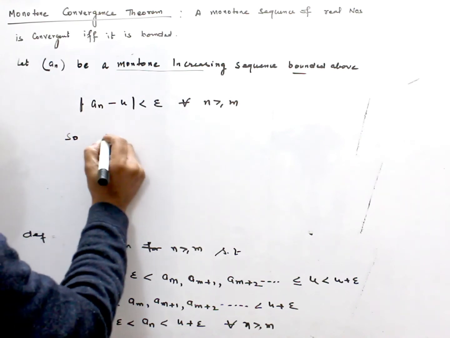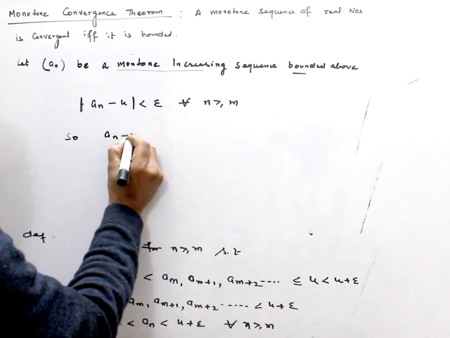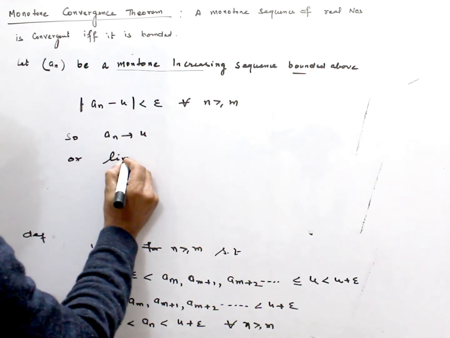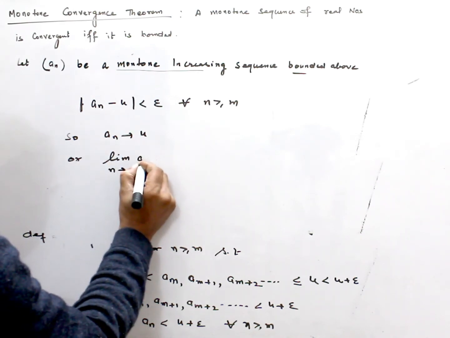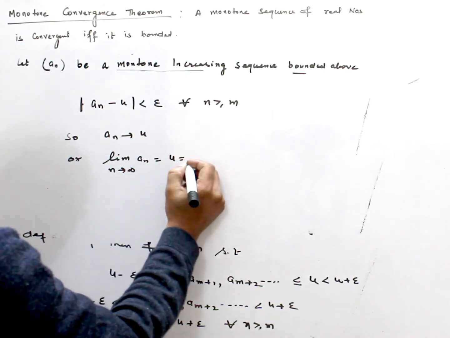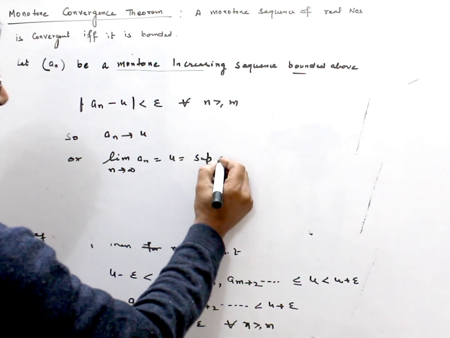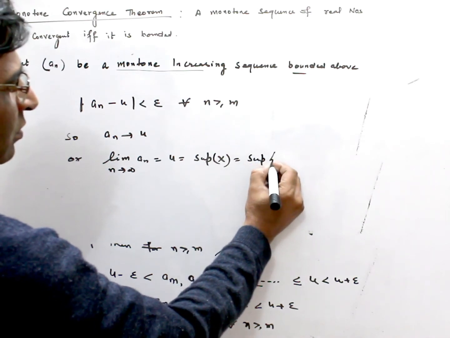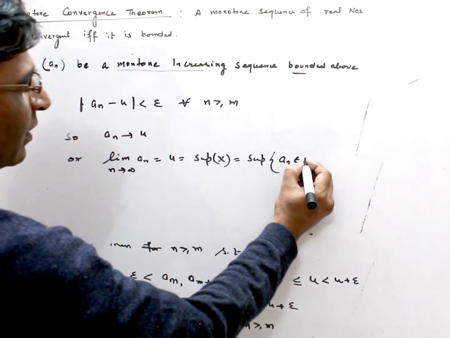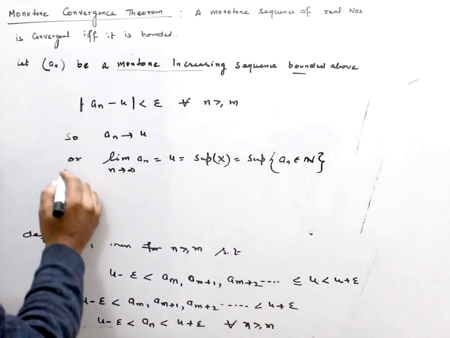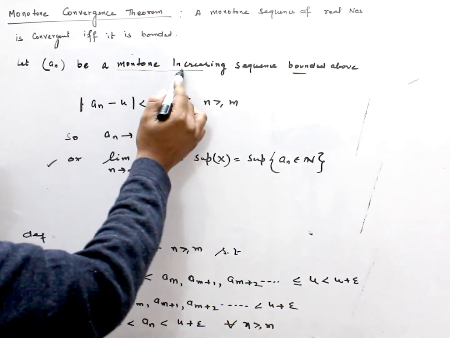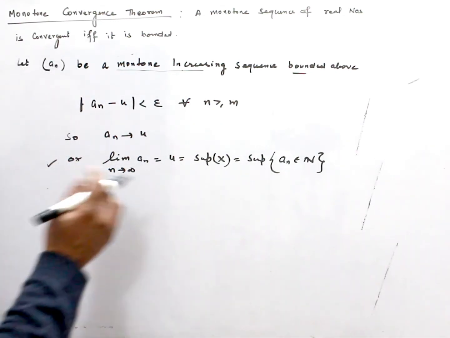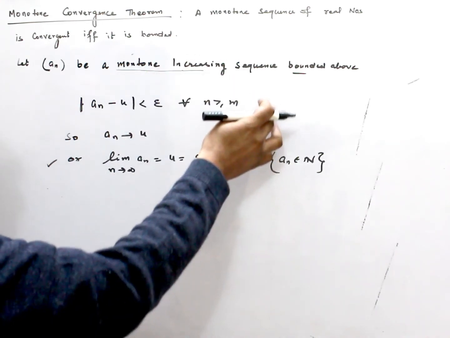So you can say a_n converges to U, or limit of n approaching infinity of a_n is equal to U, where U is the supremum of X, or supremum of a_n, n belonging to N. So here I took the case of an increasing sequence, and similarly I can prove it for a monotone decreasing sequence bounded below.